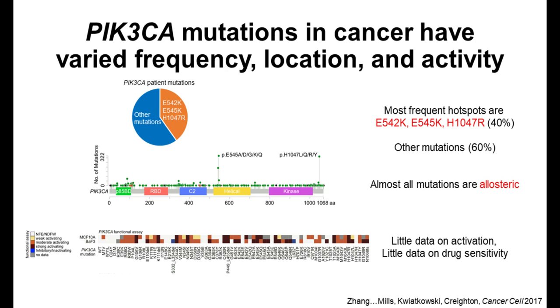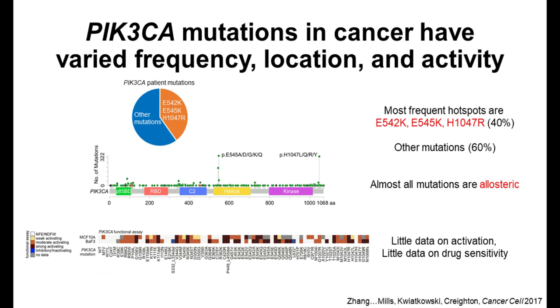Almost all of these mutations are what we call allosteric. They're not located in the enzyme, in the kinase domain where the ATP molecule, which is the molecule whose phosphate group is transferred to new lipid species, is located. And this, again, makes these mutations rather complicated to study.